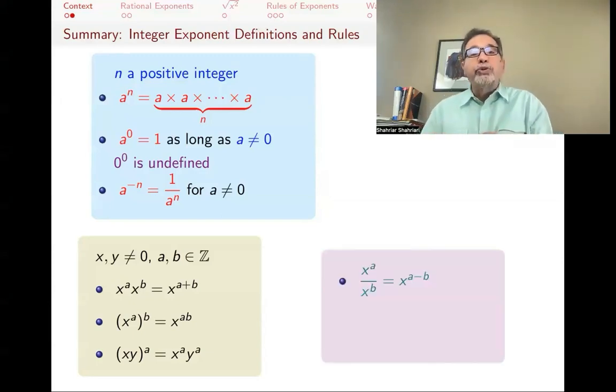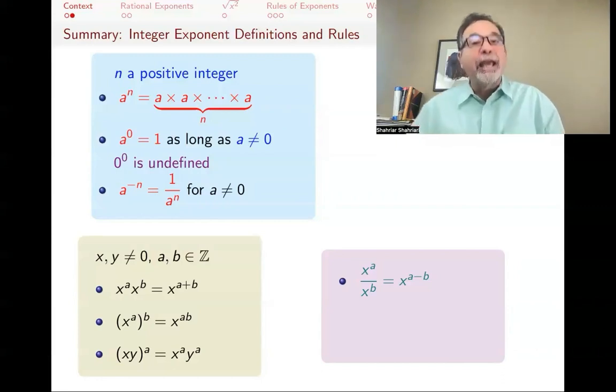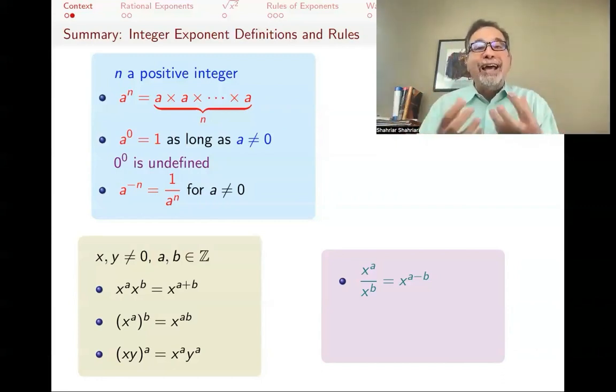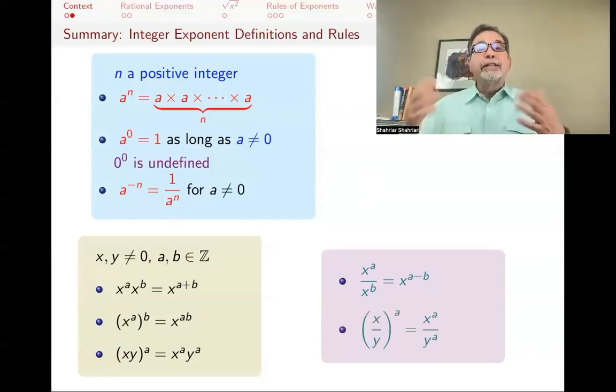A couple of other rules that follow from those: x to the a times x to the b is x to the a plus b. When the bases are the same, you add the exponents. When the bases are the same and when you're dividing, you subtract the exponents. x to the a divided by x to the b is x to the a minus b. And x over y to the a is the same as x to the a over y to the a.